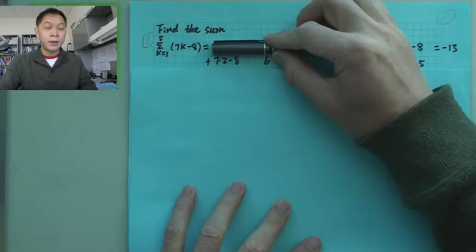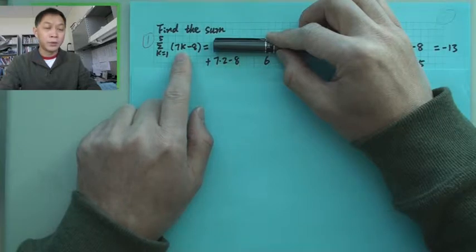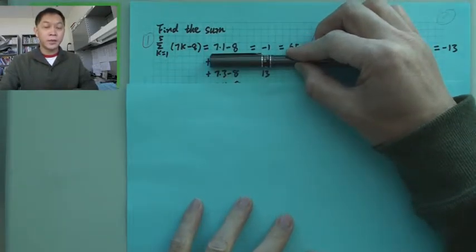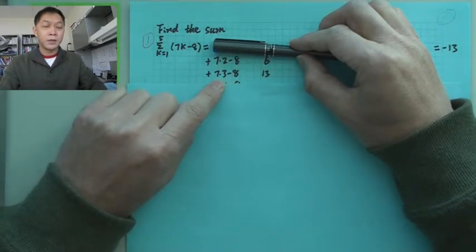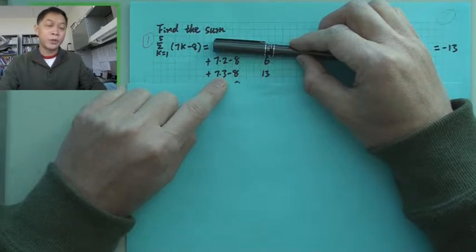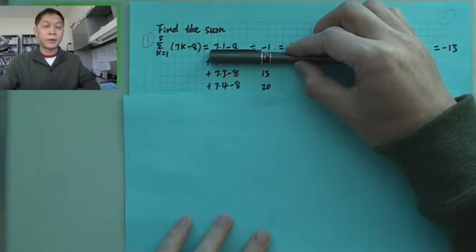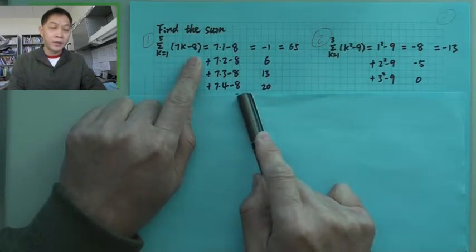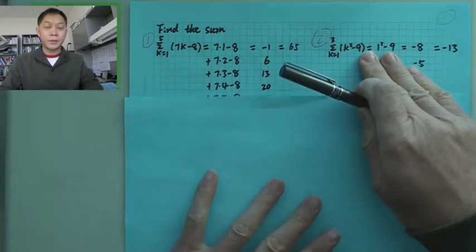The second one, k is 2, so 7 times 2 minus 8, that's 6. The third term is 7 times 3 minus 8. So 7 times 3 is 21, 21 minus 8 is 13. Then the fourth term is 7 times 4 minus 8. 7 times 4 is 28 minus 8, you have 20.